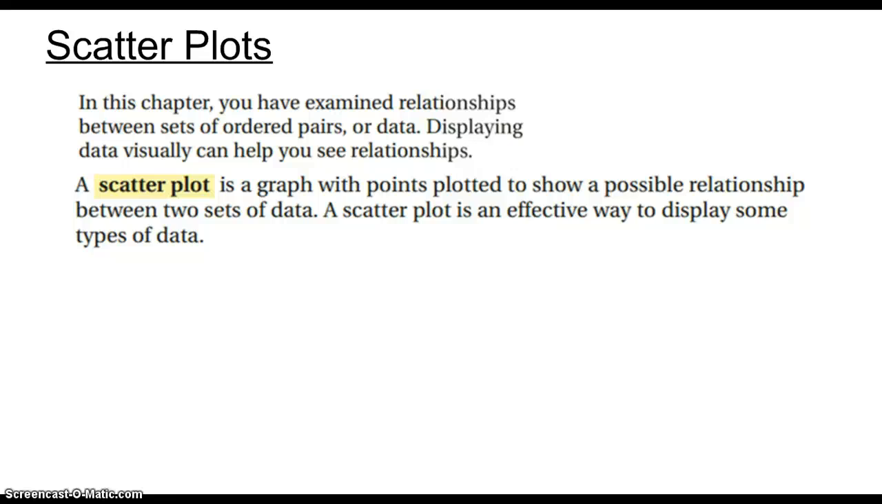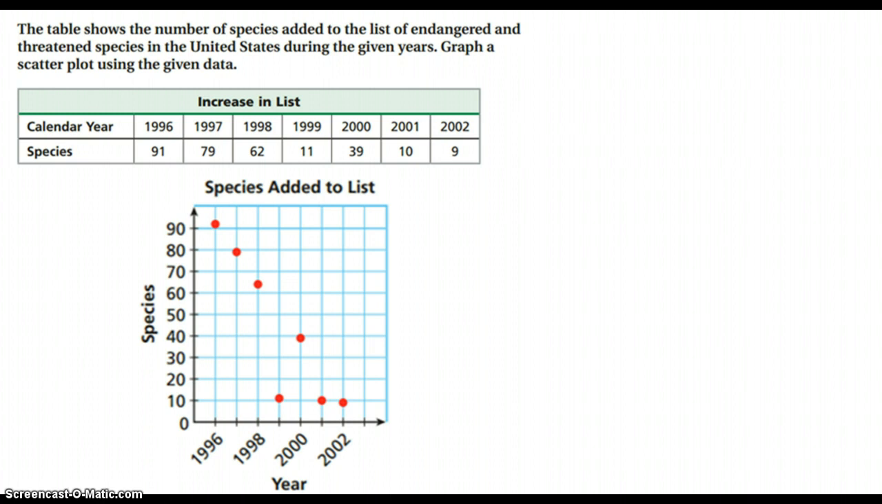Alright, today we're going to talk about scatter plots a little bit. They're pretty basic, but it's a type of graph. So up until this point we've been working with straight lines mostly, a couple absolute value graphs, a couple parabolas. But a scatter plot is a graph that has points that are plotted to show a possible relationship between two sets of data. And it can be a very effective way depending on what you're talking about. So here's an example of one.